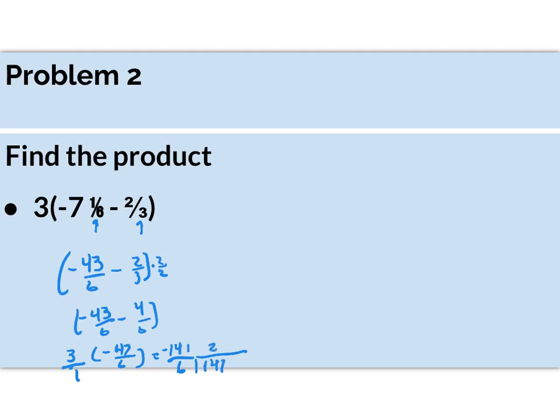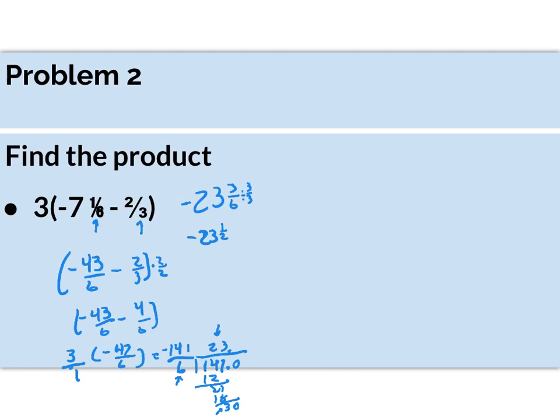141 divided by 6. 6 times 2 is 12. 21. 18. 3. Okay. As a mixed number, we should have 23 and 3/6. 23 is right there. 3 was your remainder, and 6 is your divisor, which goes down the bottom. 3 and 6, you can divide by 3 over 3. You get negative 23 and 1/2.